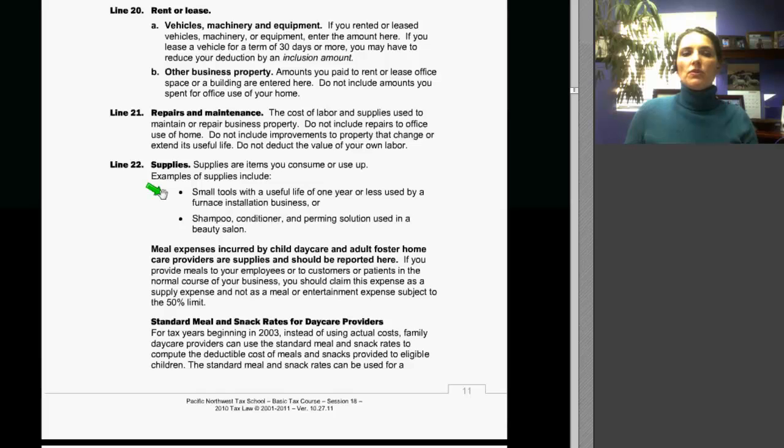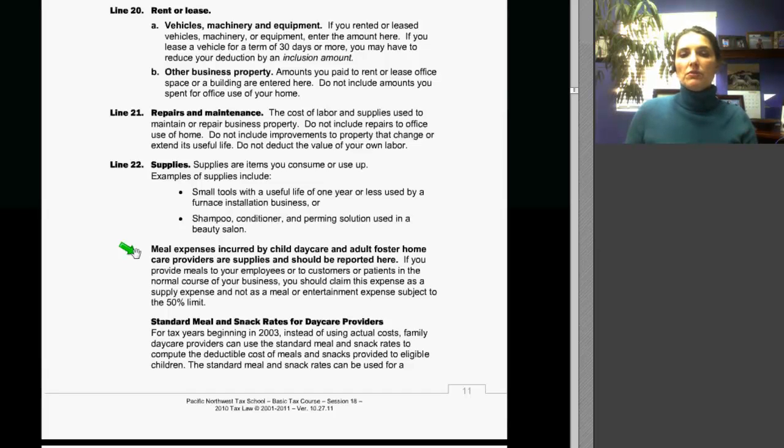Supplies are items that you consume or use up, and examples of supplies include small tools with a useful life of 1 year or less used by a furnace installation business, for example, or shampoo, conditioner, and perming solution used in a beauty salon. Also, meal expenses incurred by child daycare and adult foster care providers are supplies and should be reported on this line.